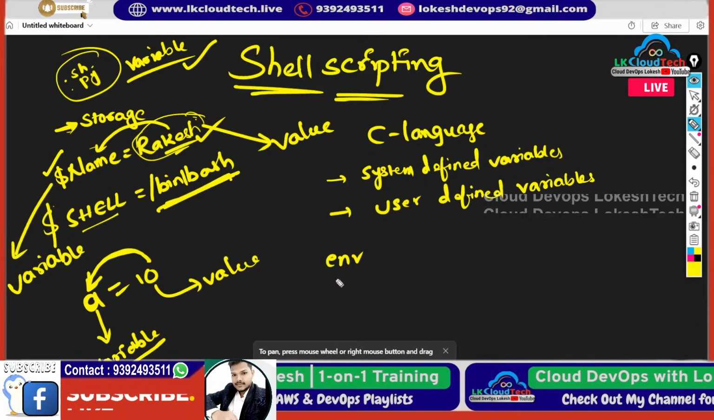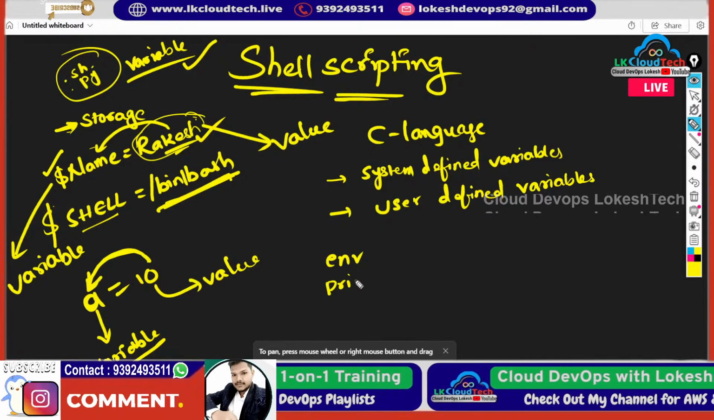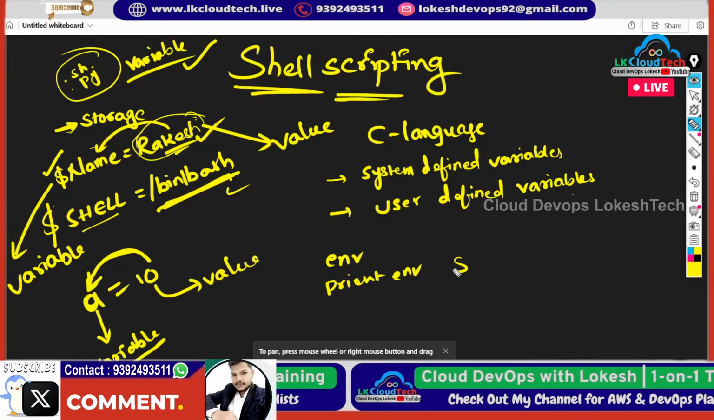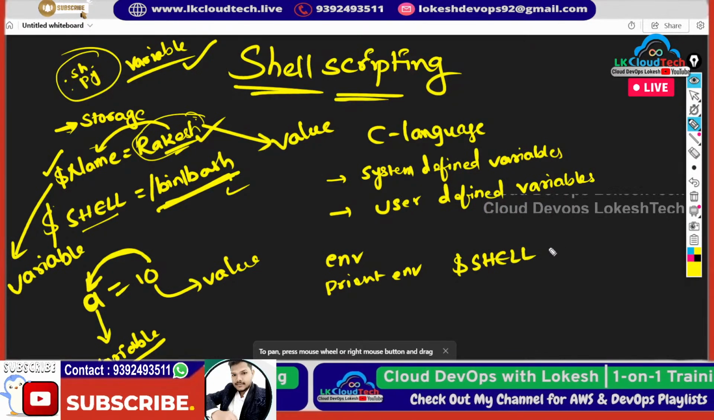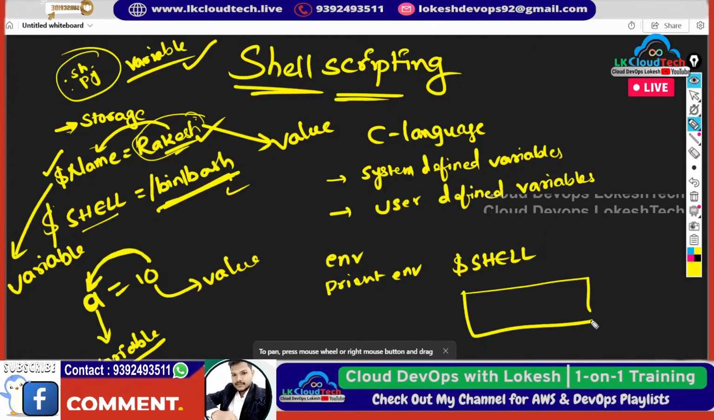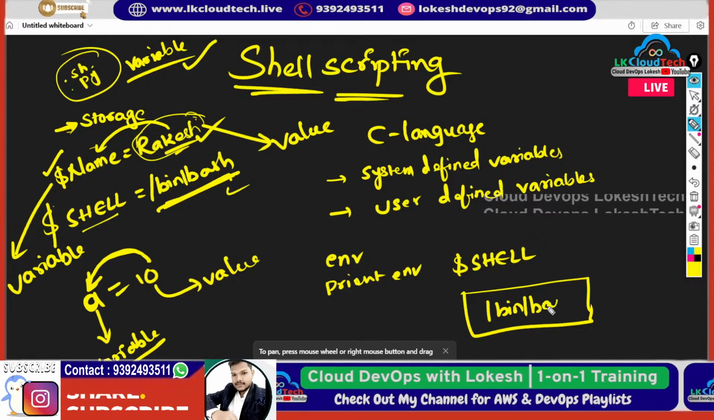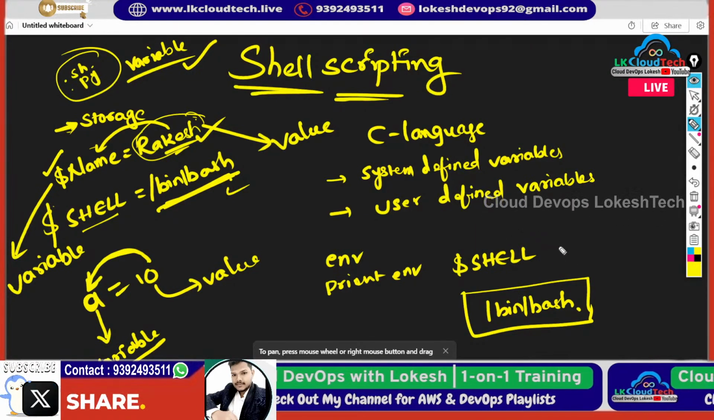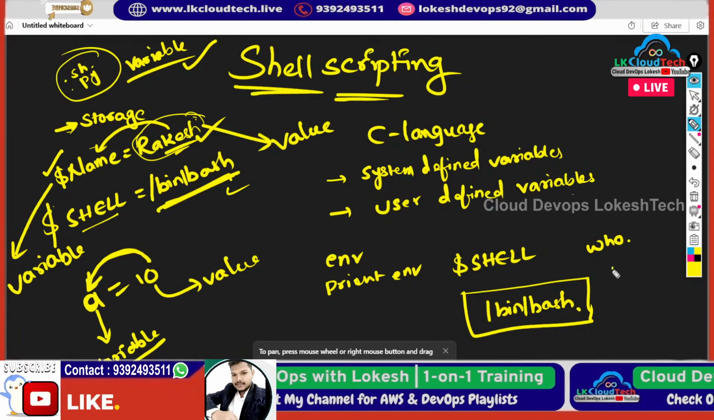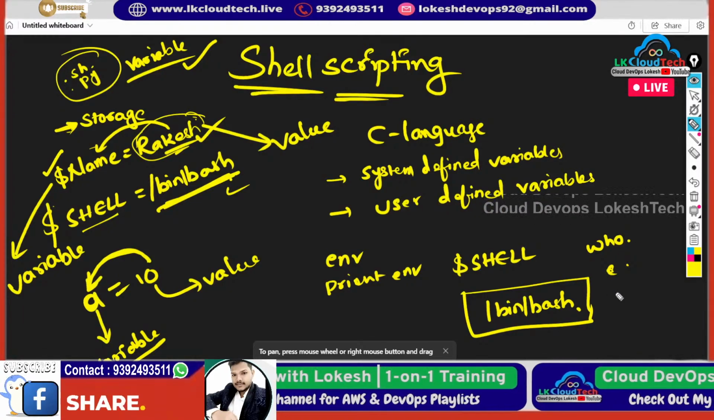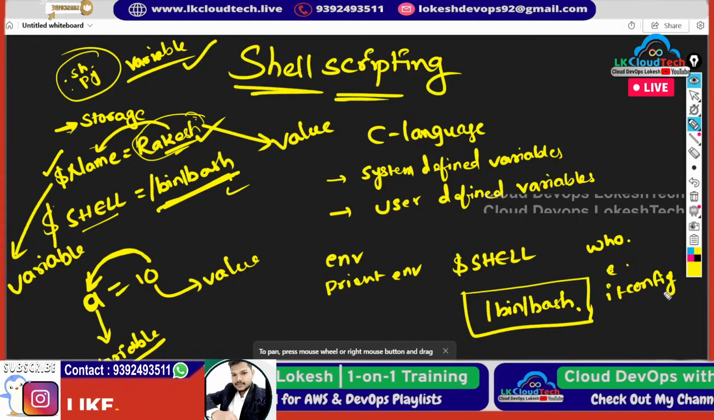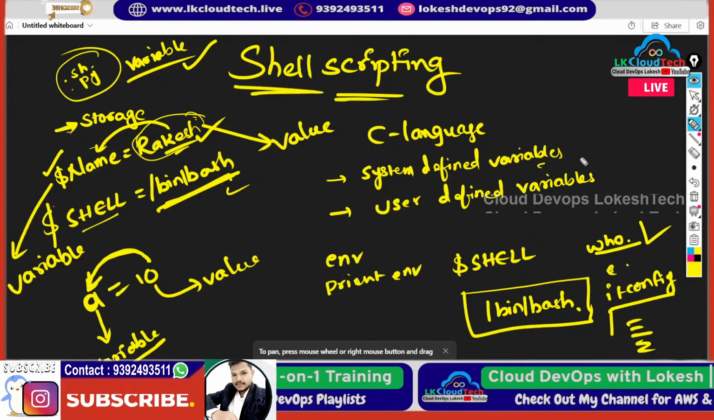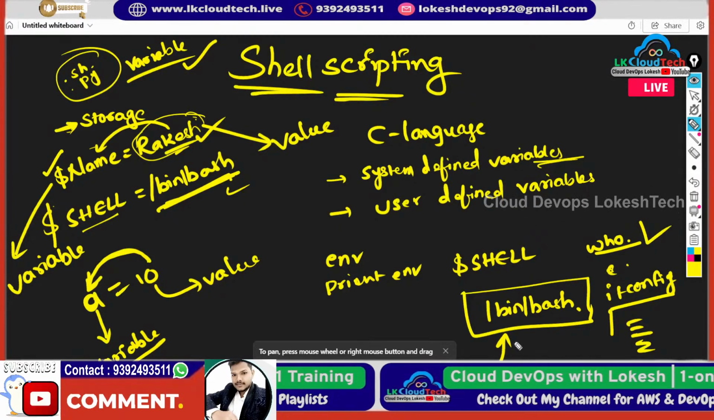If you want to print environment variables, for example dollar shell, you will get output like bin bash. These are all system related. For example, I'll use Linux commands like who or ifconfig. If I use these commands, you will get system related information, right? So these are all system defined variables. These variables you did not define.